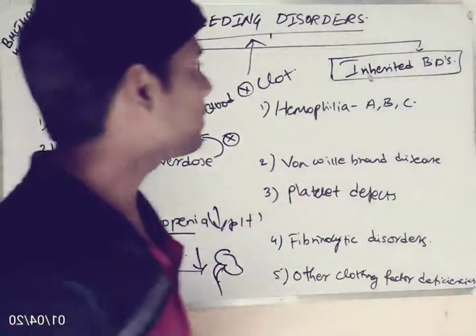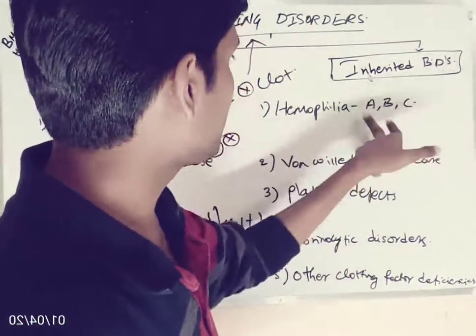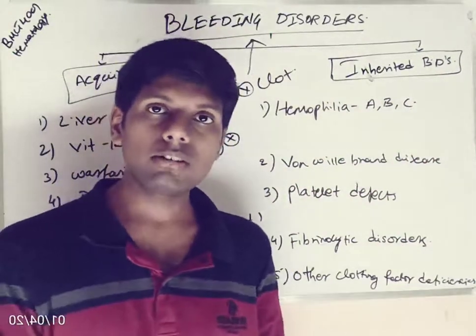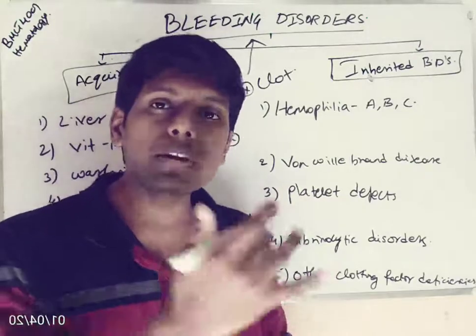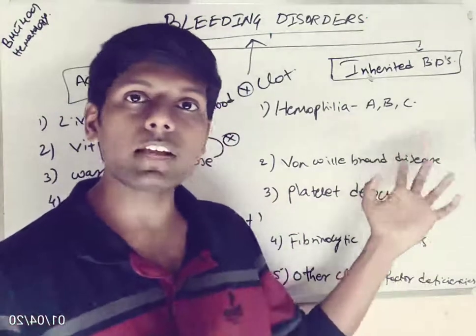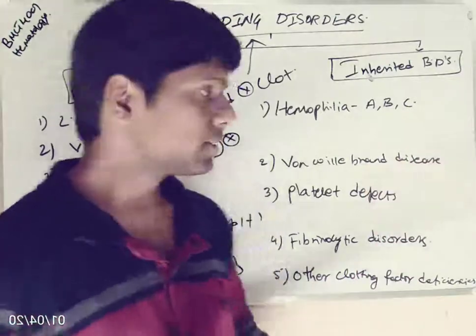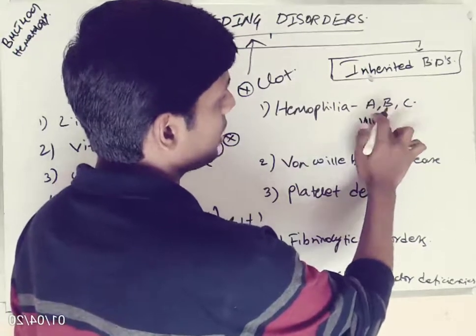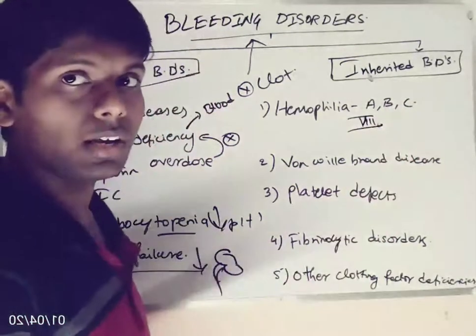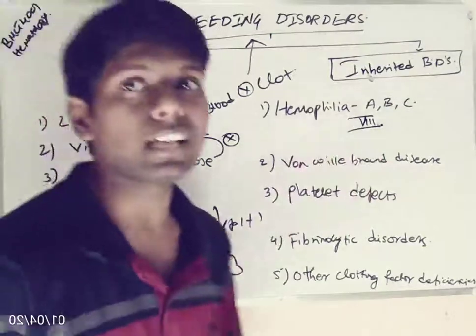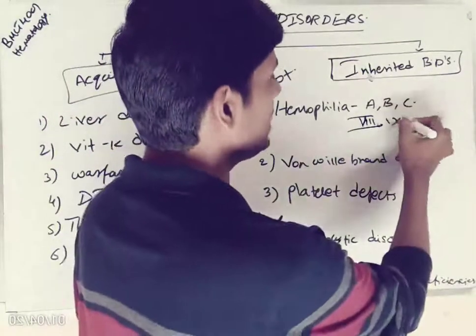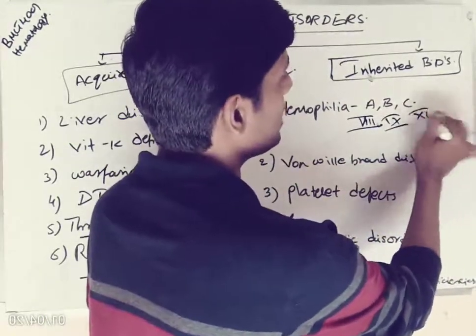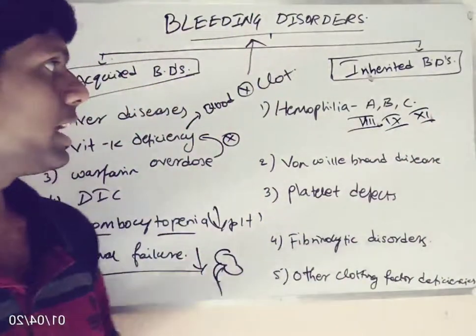Then coming to inherited bleeding disorders. One of the important diseases is hemophilia. Hemophilia is an X-linked recessive disorder which is present in males compared to females. Females are the carriers for hemophilia, whereas males are always the affected individuals. In hemophilia, clotting factor 8 will be deficient. If clotting factor 8 is deficient, it is called hemophilia A, or classical hemophilia. If clotting factor 9 is deficient, it is called hemophilia B, and clotting factor 11 deficiency is called hemophilia C. So these are the inherited bleeding disorders.